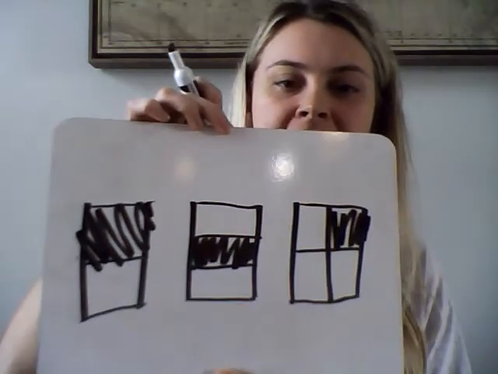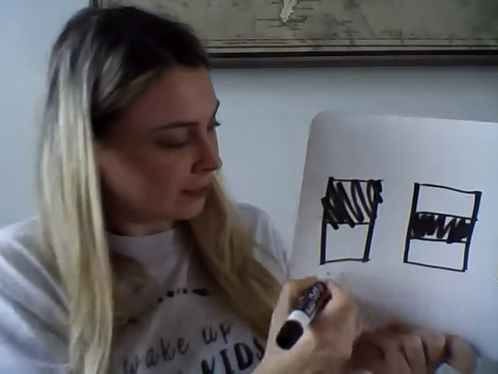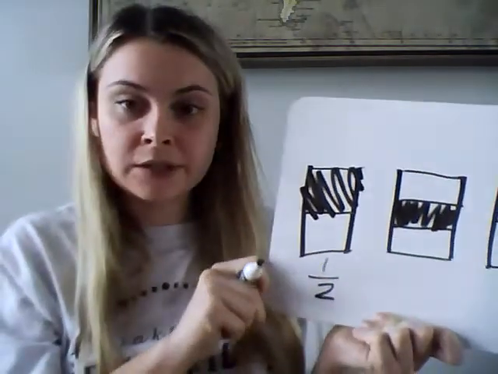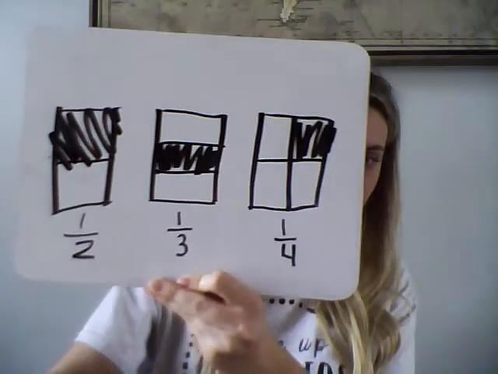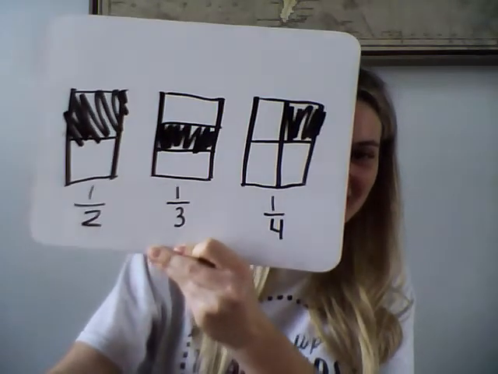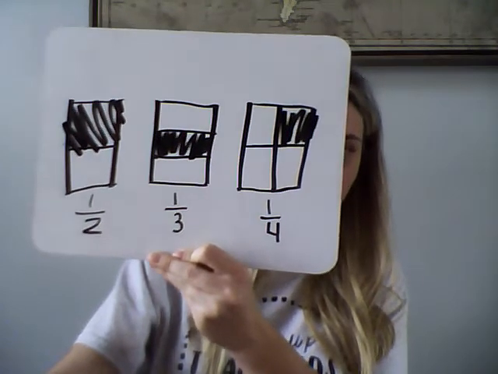Now I want you to write the fractions that represent each of these shapes. For example, this one is 1 part shaded over 2 parts total. Pause the video and do the next 2. Good job, everybody. This middle one is 1/3, and then the last one is 1/4.